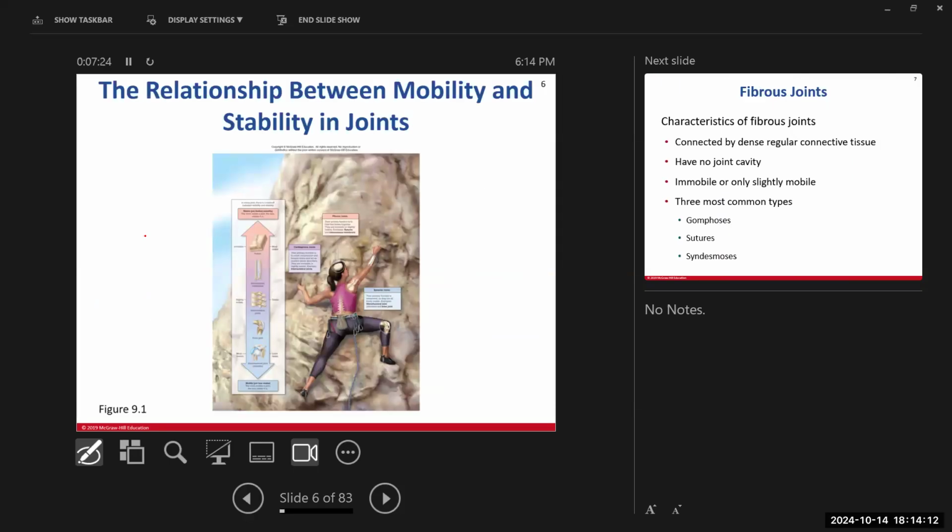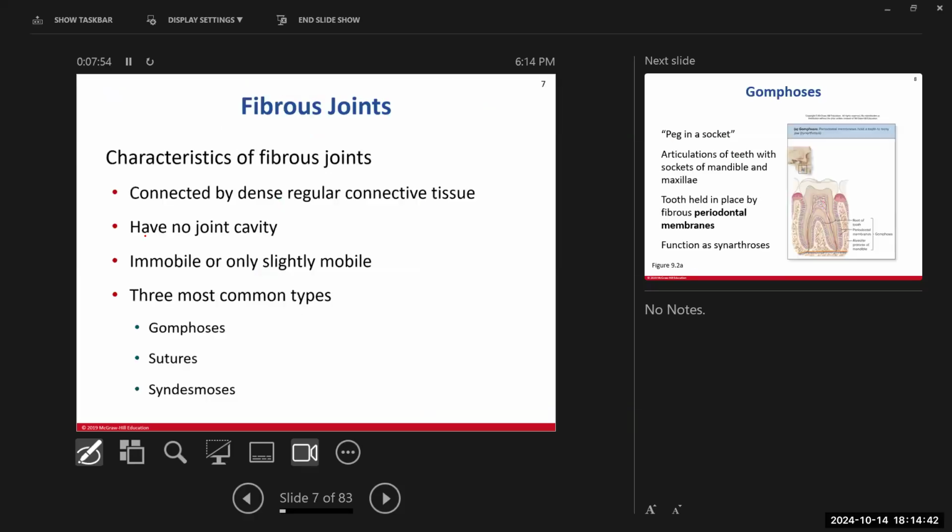So this picture here, figure 9.1, is just showing you, on this sliding scale on the left, as you go from a relatively stable joint like the suture joints, you're not going to have a lot of movement. And then when we get down here to the glenohumeral joint, you'll see a lot of movement, but not much stability there. This is usually where I say you're going to probably see this on a test. Well, you're not going to see it on a test because we're not testing you on this this semester. But keep that in mind. That is an important concept to understand.